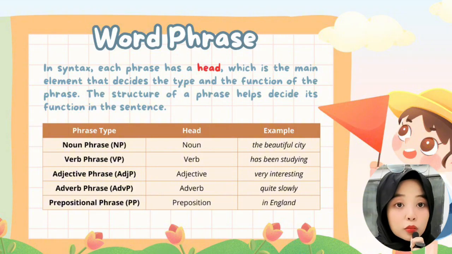The first list is noun phrase. It can consist of NP. So, of course, the head of noun phrase is noun. For example, the beautiful city.